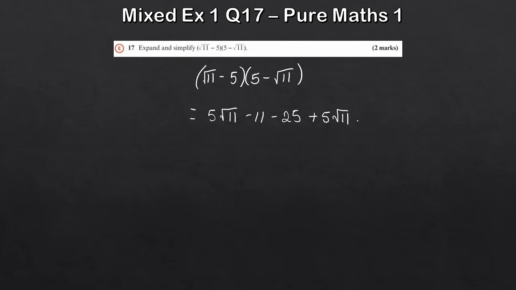And at this point here now, all you've got to do is just simplify. So 5 root 11 plus 5 root 11, that'll simply give us 10 root 11. And then minus 11 minus 25 will just be minus 36 there. And that's literally all it is, guys. So these can be quite quick sometimes. Once you've gotten used to expanding your brackets, and you've got used to the rules of surds, these questions are really nice and easy.